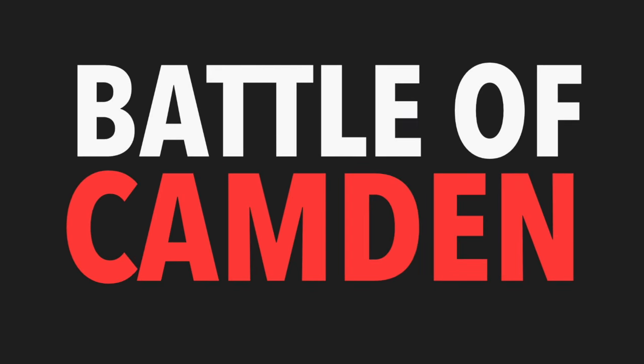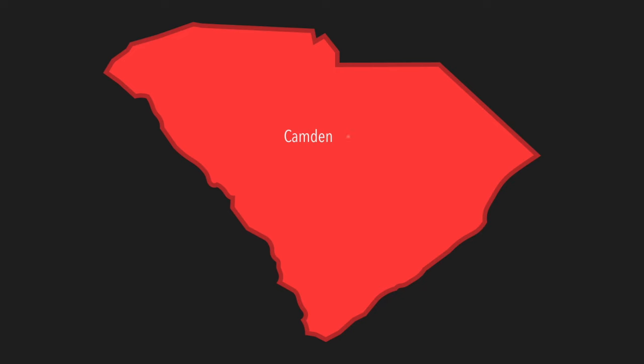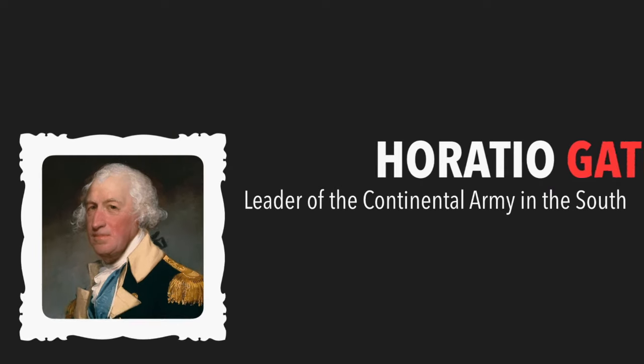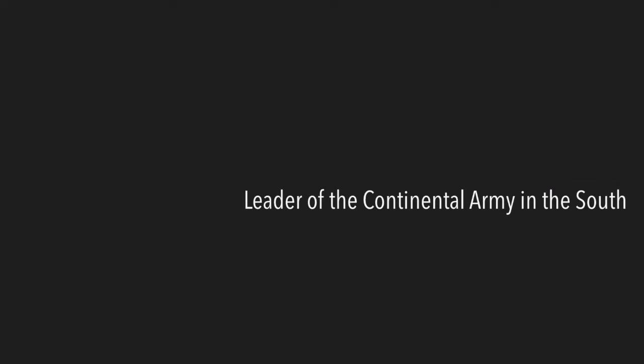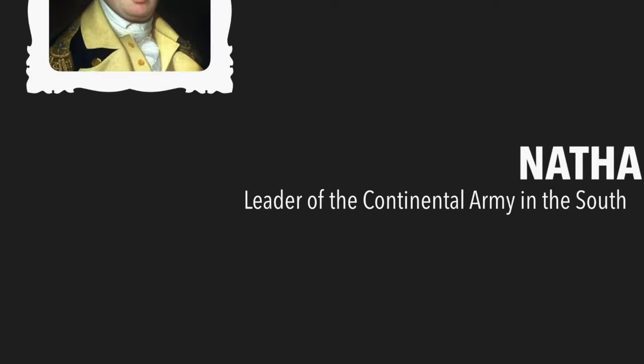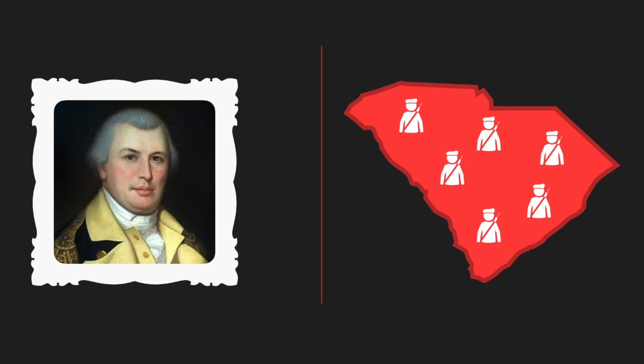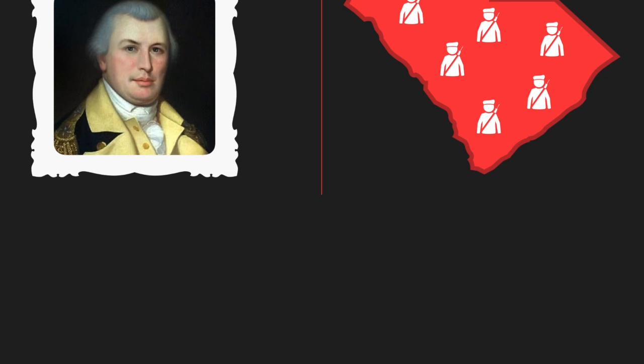The Battle of Camden was a major defeat for the Continental Army. It looked like the British were going to take control of South Carolina. Horatio Gates had been the leader of the Continental Army in the South. He was blamed for the loss at Camden. After this loss, he was replaced. Command of the southern arm of the Continental Army was turned over to Nathanael Greene. Greene knew he had to find a way to work with the partisan groups. He felt that would give him the best chance to defeat the British in the South.